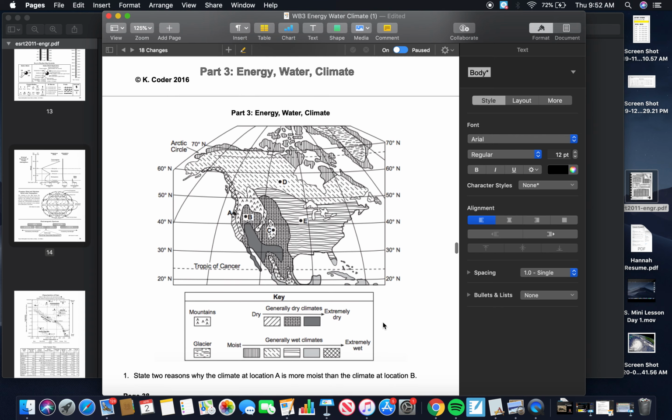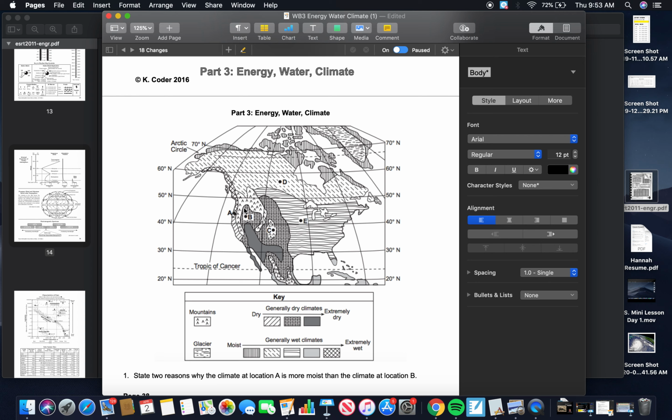There's a map. It says state 2 reasons why the climate at location A is more moist than the climate at location B. Well, you could say location A is obviously near the ocean, and location B is a little bit further away from the ocean.